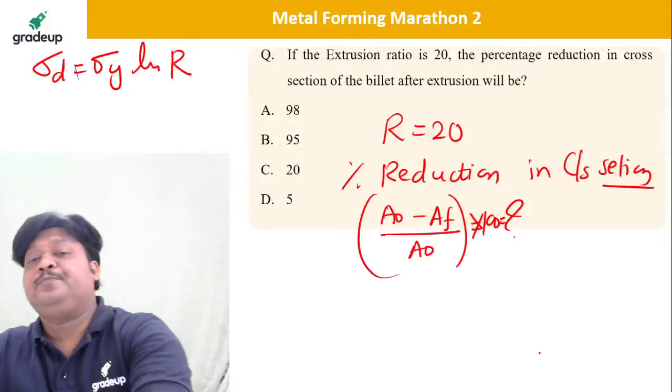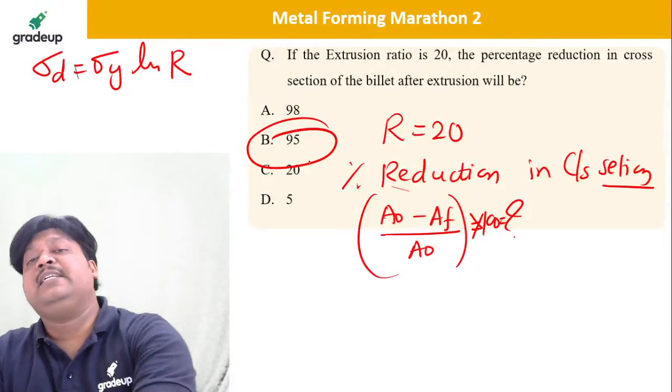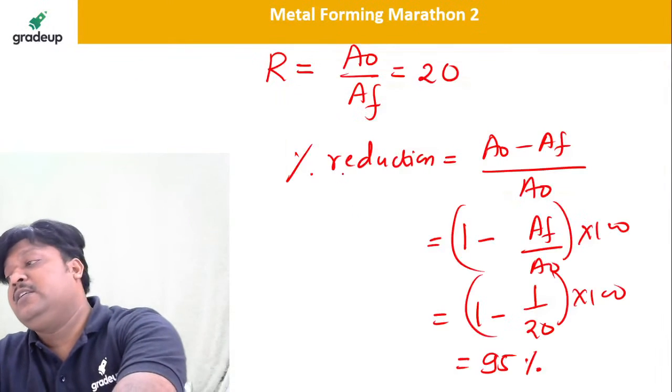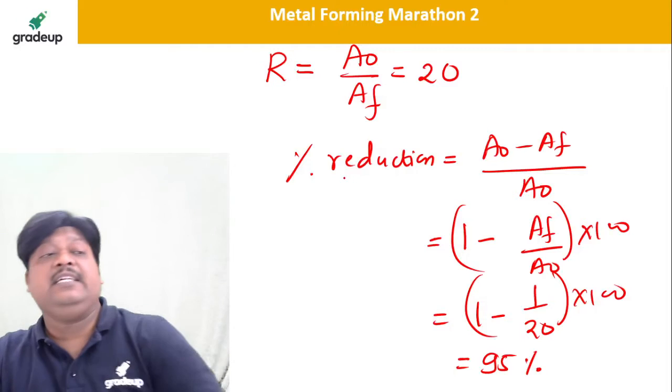95%. So yes, B is the correct answer. B is the correct answer. 95%. Is that okay? 95%.